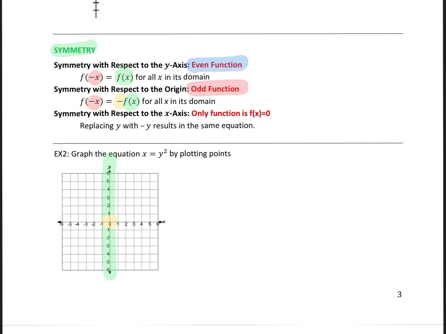So those do exist. And then something with symmetry with respect to the x-axis. We replace the y value with negative y, and it's going to result in the exact same equation. And the only function is f of x equals 0.